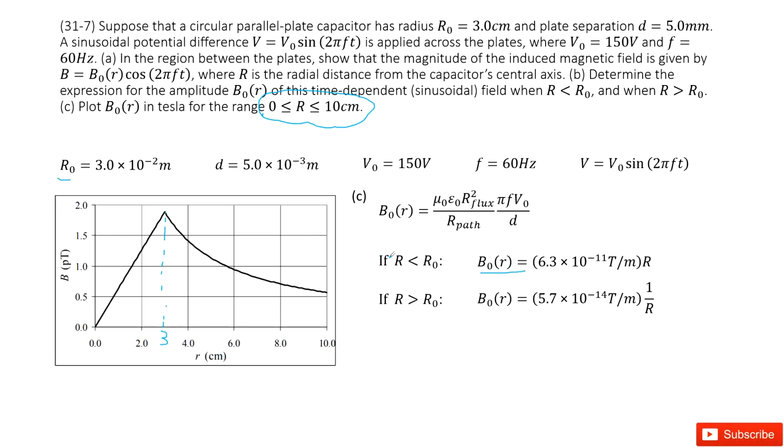If r is smaller than R0, as we got in part b, in these equations this is a linear relationship. This is a slope times r, right? And if r is larger than R0, as we can see, R0 is 3 centimeters. This is a constant divided by r. So if we draw it, it will look like this one. Thank you.